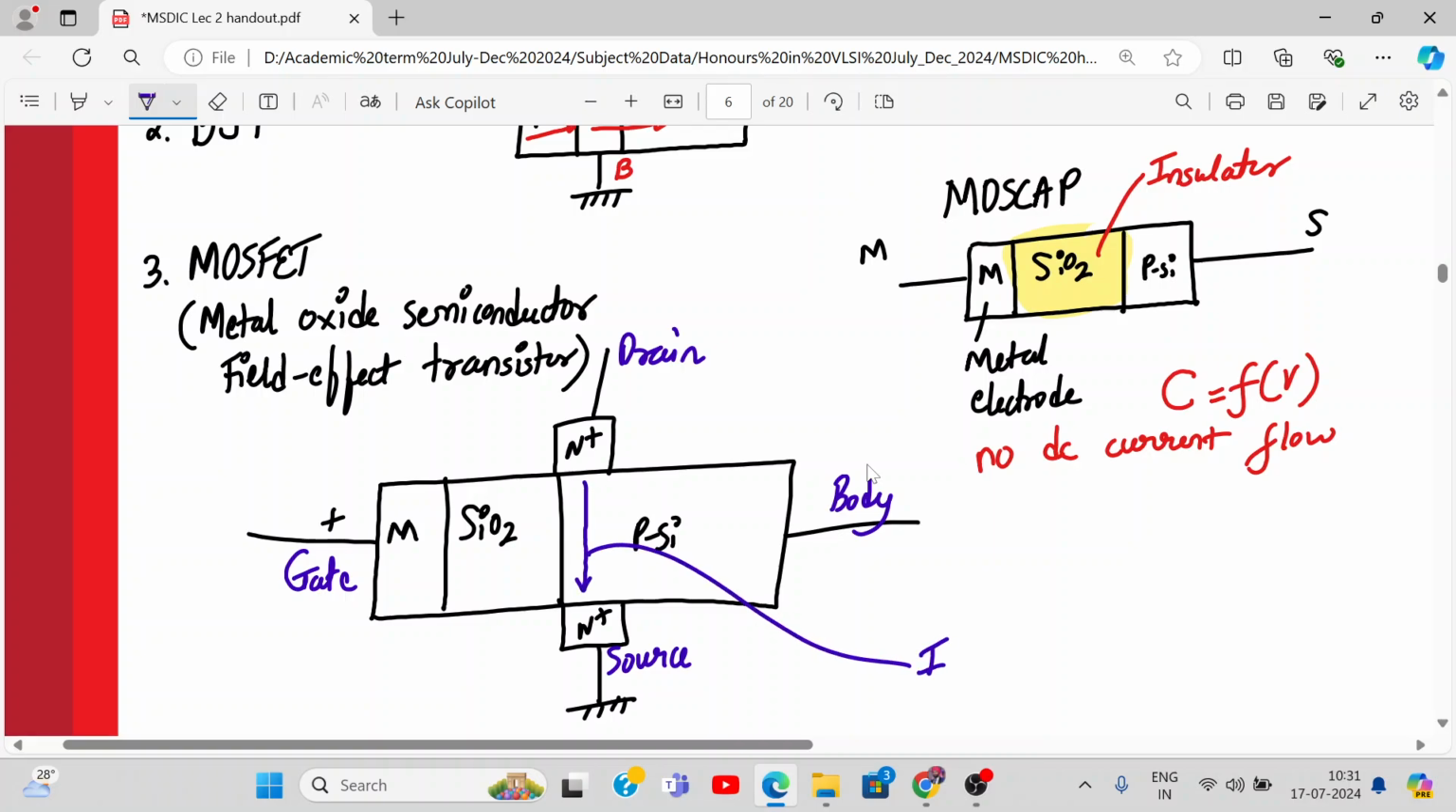So this current I is controlled by VGS, the voltage across the gate and the source. If you apply the voltage across the gate and the source, this is VGS. It will control the amount of current which is flowing in this channel between the source and the drain. We'll study about its characteristics a little later, but this is the structure. Got it? Everyone understood?